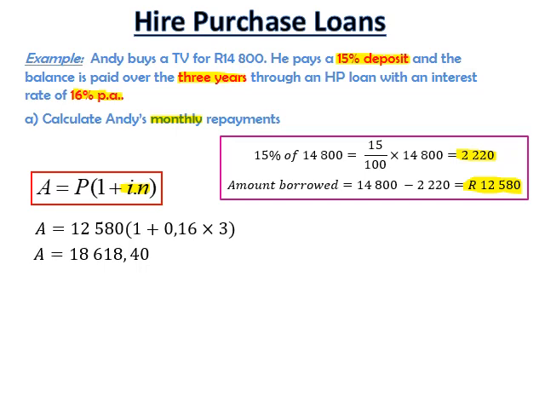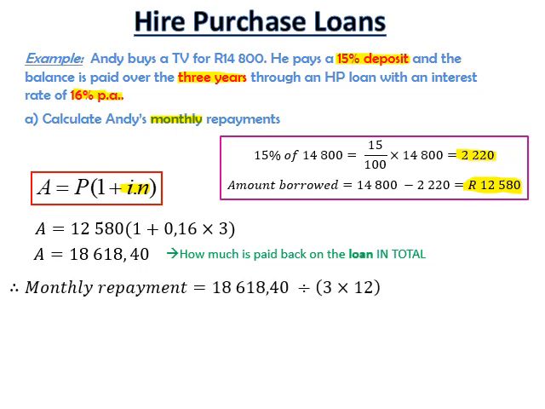So the monthly repayments will be this total amount divided by the number of months. Now, where on earth do we get the number of months from? Well, we know that there's 12 months in a year. So we get the number of months from multiplying 12 by 3 years. There, that makes our monthly repayment 517 Rand and 18 cents.